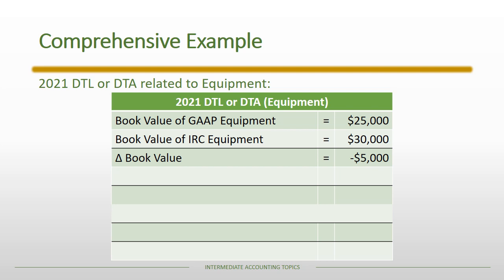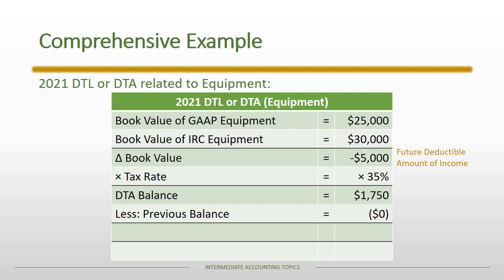In this case, though, the book value of the equipment under the Internal Revenue Code is more than under US GAAP. And so that $5,000 difference is a future deductible amount of income. And so since it's a deductible amount of income, we know that there is a deferred tax asset related to this item now. So we apply the tax rate, and from there we get our deferred tax asset balance of $1,750. There was no prior DTA balance. So from the prior year it was a DTL, but there was no DTA in the prior year, and so the previous balance for the deferred tax asset is 0. And so the entry amount for the deferred tax asset is an increase of $1,750.